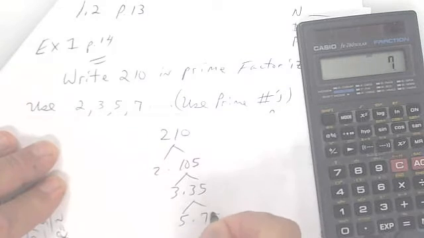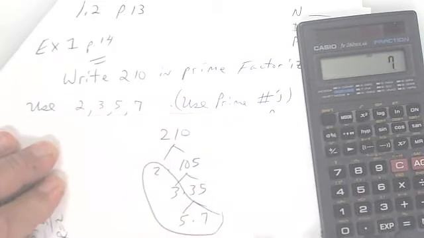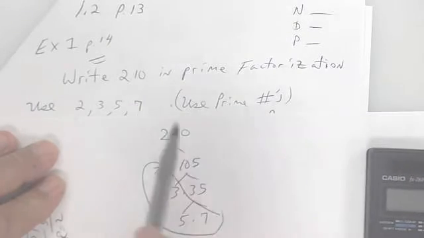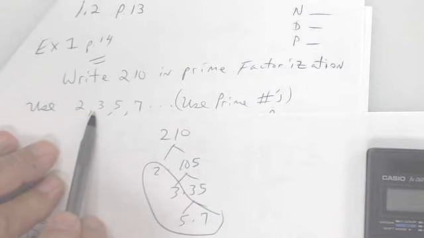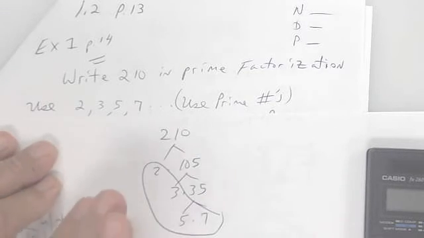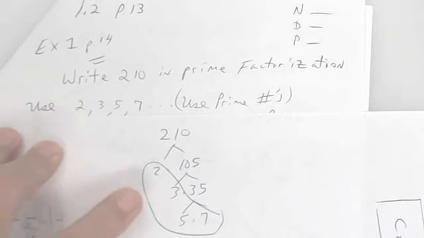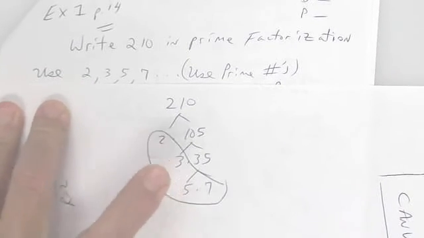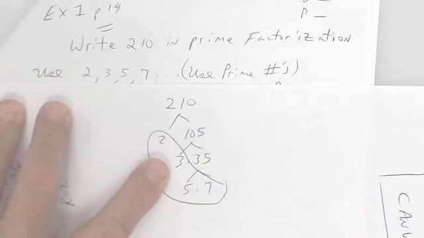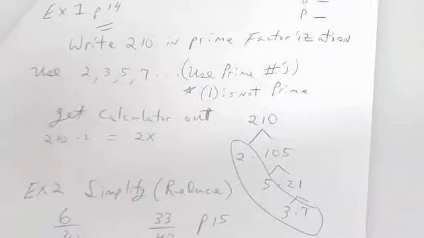I want you to do it in this order so that your tree opens up this way. This is called prime factorization. Make sure you know that. Okay, I want you to use all your 2s, then your 3s, then your 5s, then your 7. That way your tree opens up like this. Every number inside of here must be prime, not composite. If you can break it down more, it's not prime.